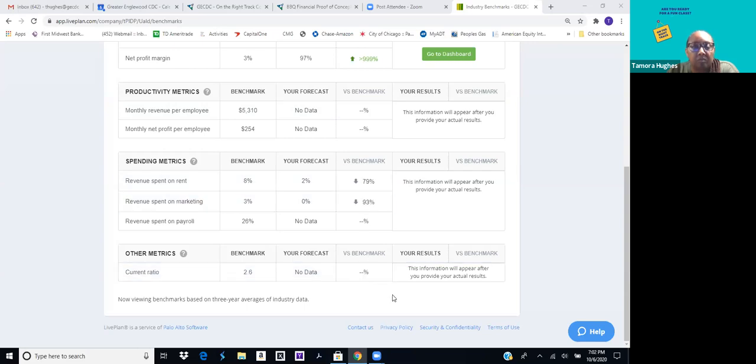And sometimes you're going to see something that seems really silly, okay? Like I saw one the other day for catering, and the revenue spent on rent was like 1%. I figured, what's going on with that revenue? Then I started to think about it for a bit. I came to the conclusion that the focus in catering is that there are big players, big caterers.